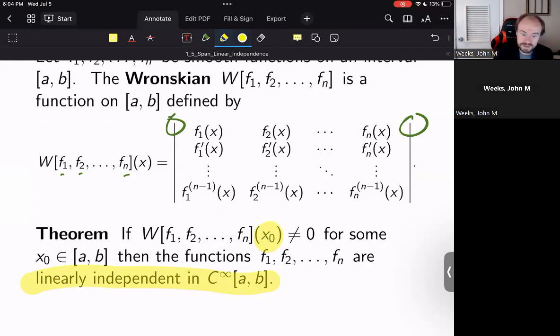The way that you show something's not a zero function is you just plug in some point and say that that's not equal to zero. This can be kind of a neat way to get around this. If you get to the determinant and you're not sure if this is a zero function or not, you can just plug in a point. If that point is not zero, then you don't have the zero function here, and hence the functions are linearly independent.